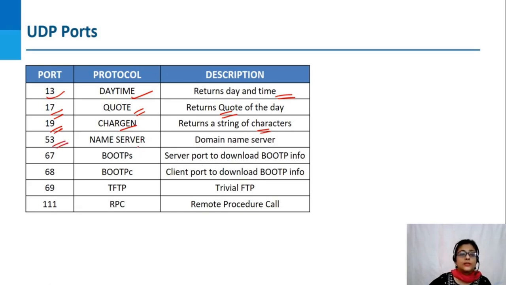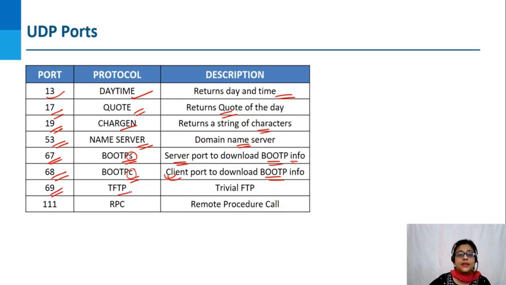Port number 53 is the name server. It gives the domain name server. As per the name, it gives back the IP address. Port number 67 is BOOTPS. It is a server port to download the BOOTP information. BOOTP stands for Bootstrap Protocol and S stands for the server side BOOTP information. Port number 68 gives BOOTPC, which is the client port to download the BOOTP information. C stands for the client.